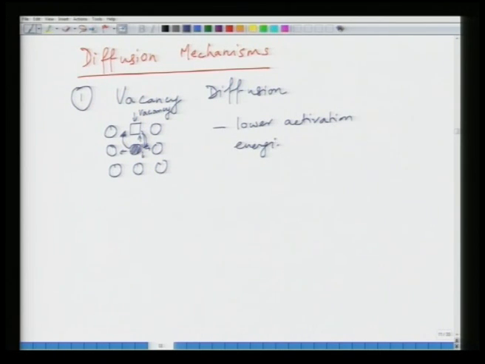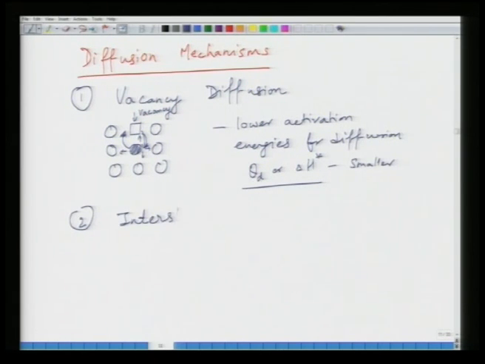energies for diffusion, which means I said QD or delta H star, depending upon how you write it, are typically smaller. We will write some numbers later on. And another mechanism which is common is interstitial diffusion.